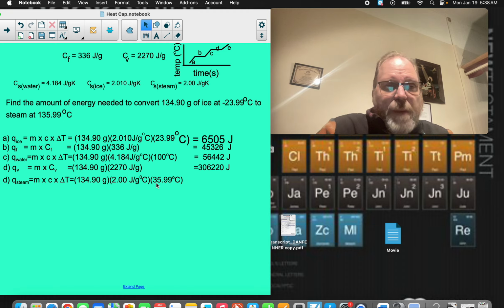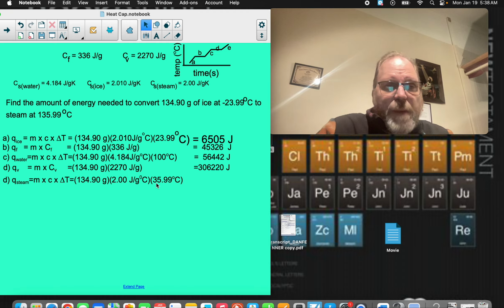So the temperature change there is going to be 35, not 135. Be careful. I often have students make that mistake. It's from 100 to 135, so the difference there is 35. 4 sig figs again, infinite, 5, least number is 4. So we get 9,710, but that 0 is significant, so we put a bar there.